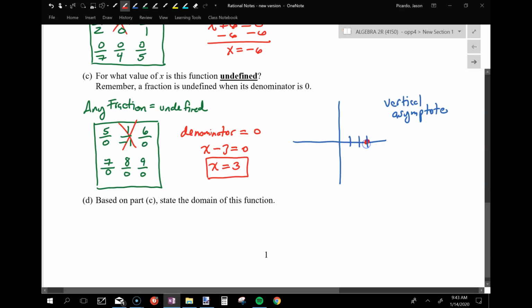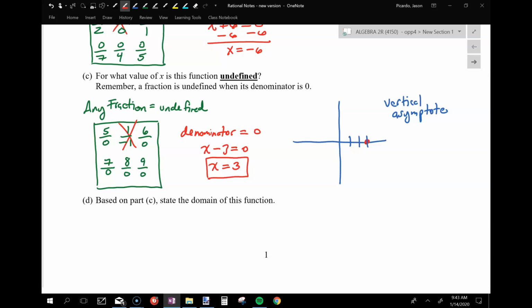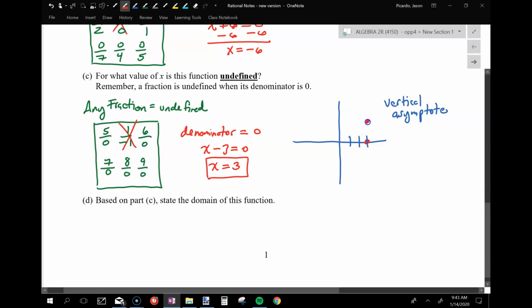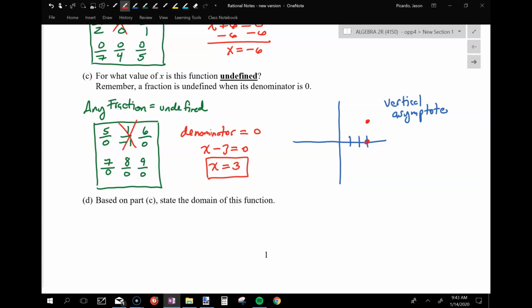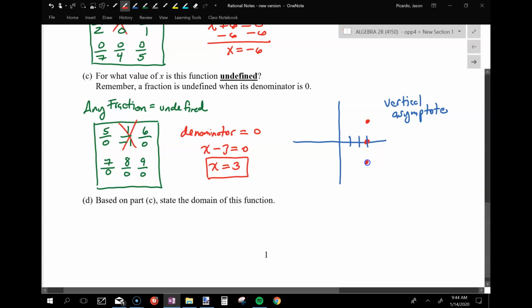Is this point allowed to be there? No, because what's the x value of that point? 3, and that's no good. Is this point allowed to be there? What do you think? Yes or no? What's the x value of that point? 3. Is that allowed to be there? No. How about right here? Can that point be there? Why not? What's the x value of that point? 3. Can I have a point here?